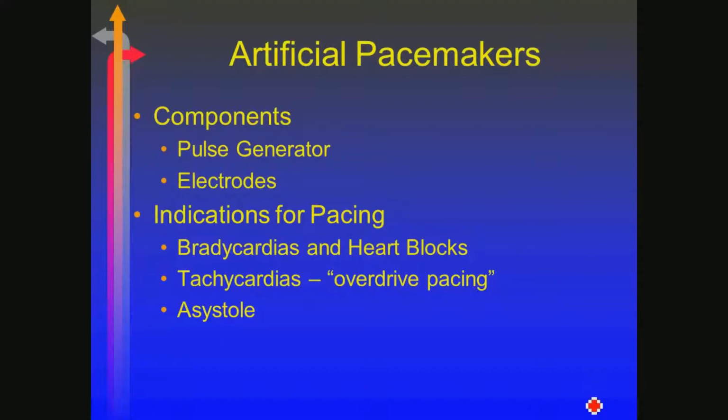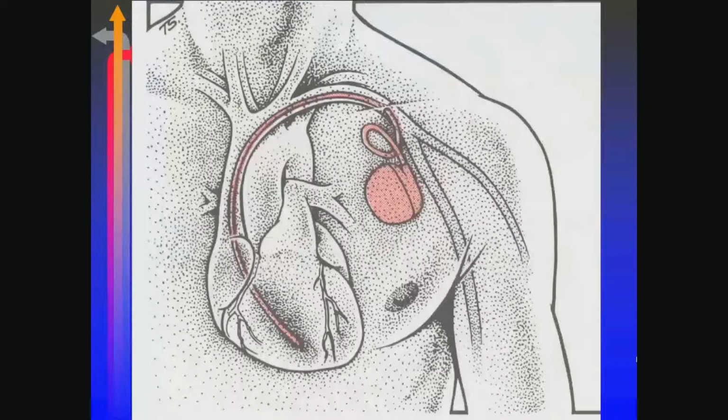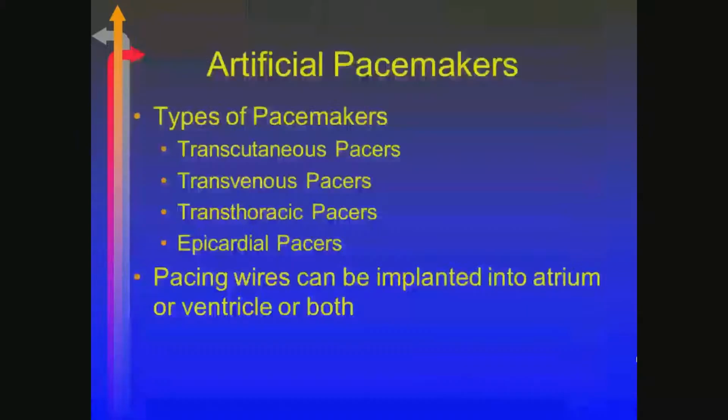We typically only overdrive pace in one instance, so I'm not worrying about it. And you can erase this one. You no longer pace asystole. Here's what it looks like, and you can see it's just a wire that is placed into one of the large veins, the subclavian vein, and threaded back into the heart.